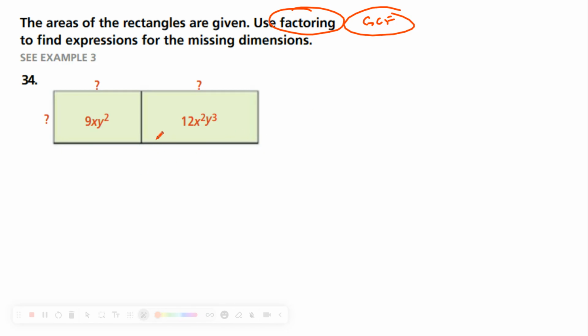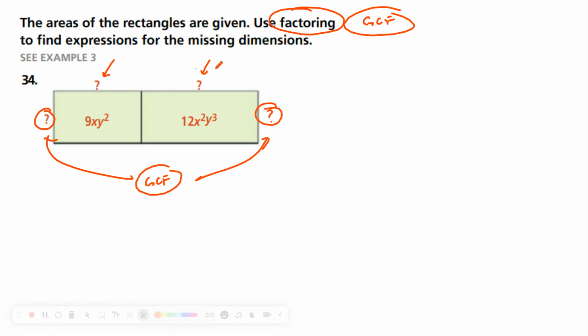Now notice that in this picture, each of the rectangles has a parenthesis itself there, but then a question mark. But then this question mark is actually also over here as well. Works for both rectangles. So this question mark right there and there, that is going to be the GCF. And then what's left over is going to go up here. So this is just a GCF question.